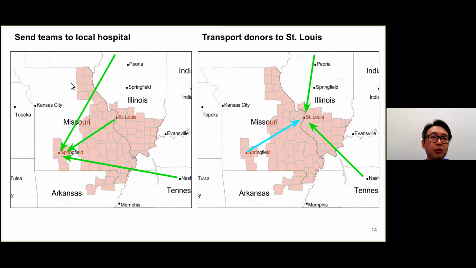So on the left here, I'm just diagramming that in most of the OPOs in the US, wherever the different transplant teams are coming from, they have to travel to the hospital where the donor is. So in this case, for example, if there's a donor in Springfield, Missouri, then all the teams would have to travel there. Sometimes you could have, for example, a lung team come from Chicago, maybe a heart team come from Nashville, maybe the liver and kidney teams are coming from St. Louis, and they all have to fly into Springfield at the same time to do the procurement surgery there at that local hospital.